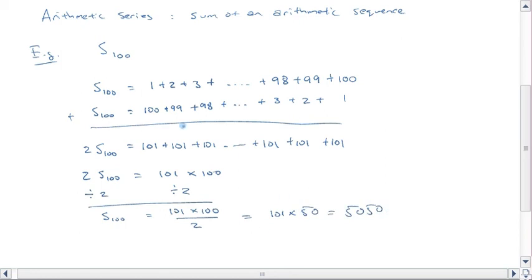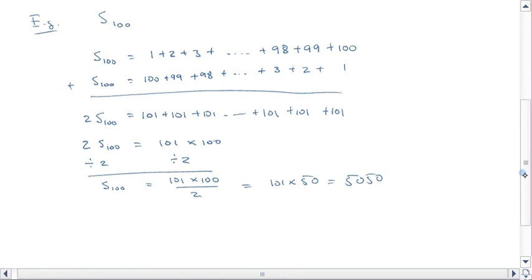So what I did was I gave you a really hard problem, S100, to add up all the numbers from 1 to 100, and pretty quickly I was able to work out that that would be 5050. So hopefully less boring than sitting there with your calculator and adding 1 plus 2 plus 3 plus 4, etc., all the way up to 100. Okay, so that's one example. Now let's work on a different one.